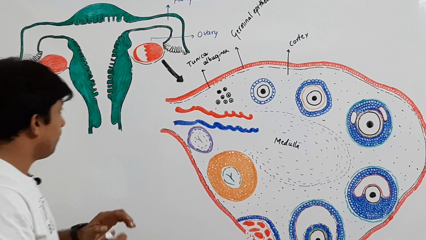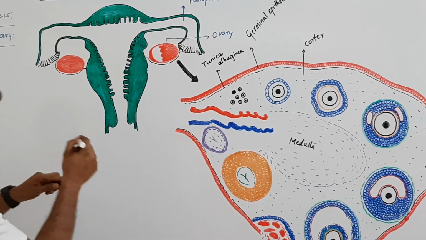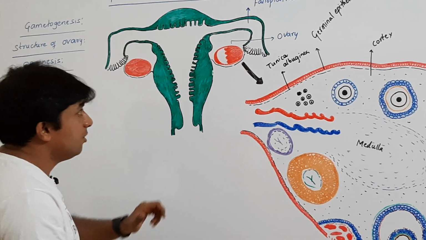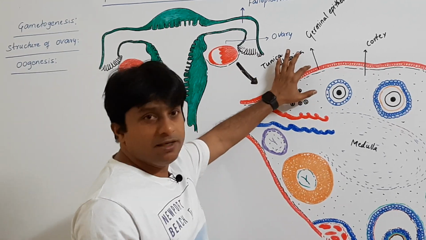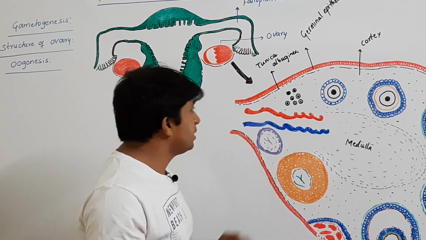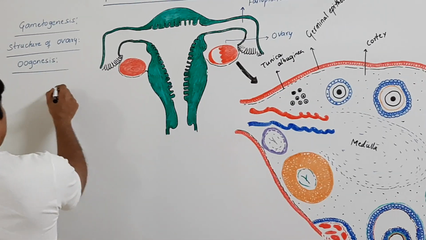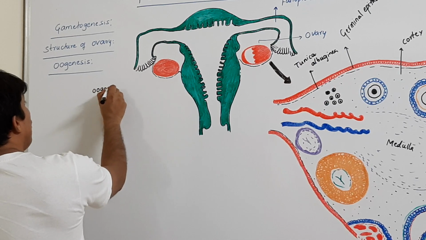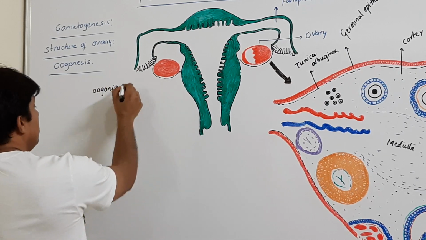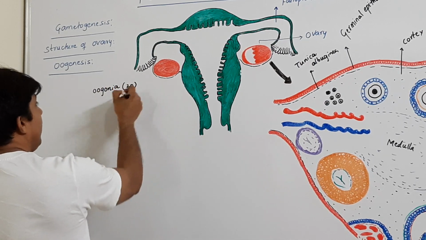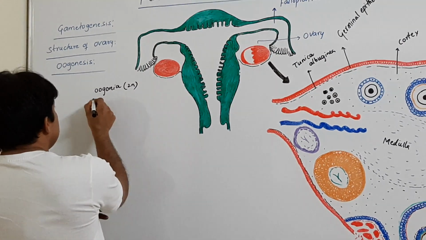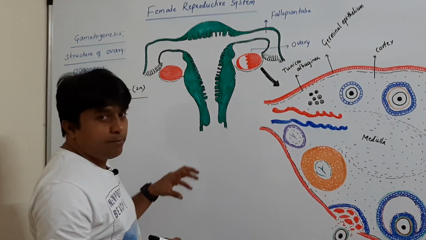Fine. Next, the process of gametogenesis starts in the embryonic stage. From the germinal epithelium, the primordial germ cells are formed, and these primordial germ cells form several oogonia. These oogonia divide by mitosis and are diploid. So several oogonia are formed by mitosis.